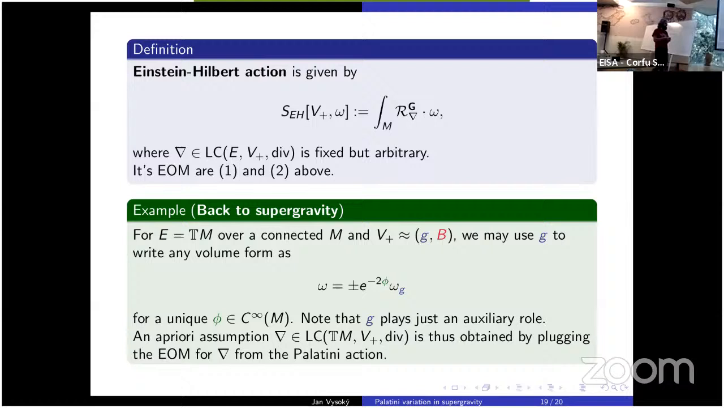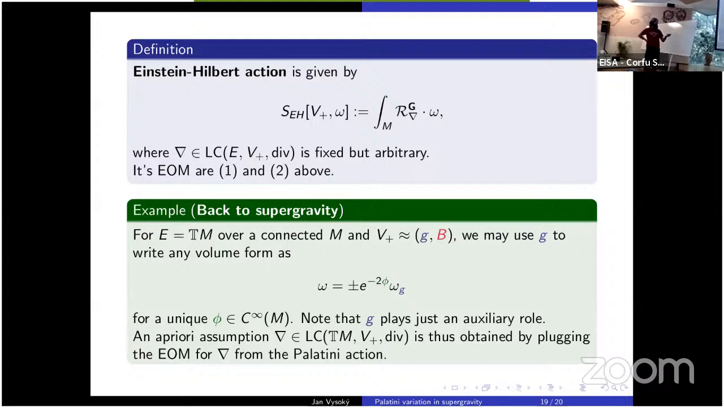So you choose Tm plus T star m. You assume that m is connected for simplicity. Therefore, any volume form can be written as a multiple of the metric volume form corresponding to this G, which is hidden in the generalized metric. And this is how the dilaton gets back into play.